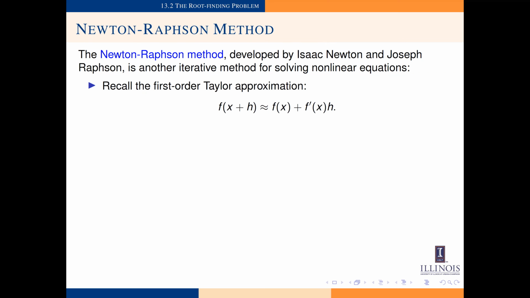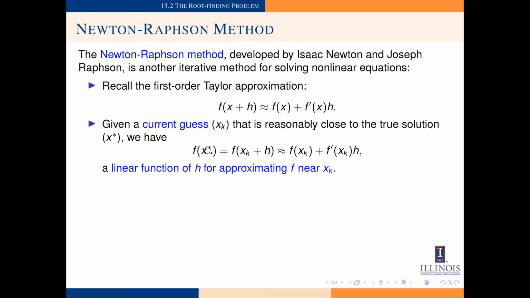Let's recall the first order Taylor approximation given by the following form, where f of x plus h is approximately equal to f of x plus f prime of x times h. In our context, given a current guess of the solution xk that is reasonably close to the true solution x star, we have that f of x star is equal to f of xk plus some h, and that's approximately f of xk plus f prime of xk times h. This is a linear function of h for approximating f near xk.